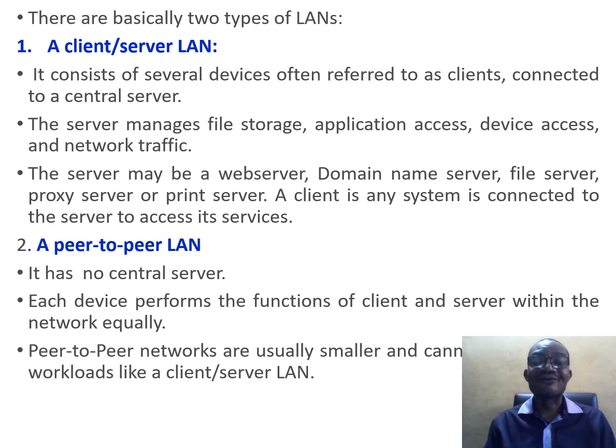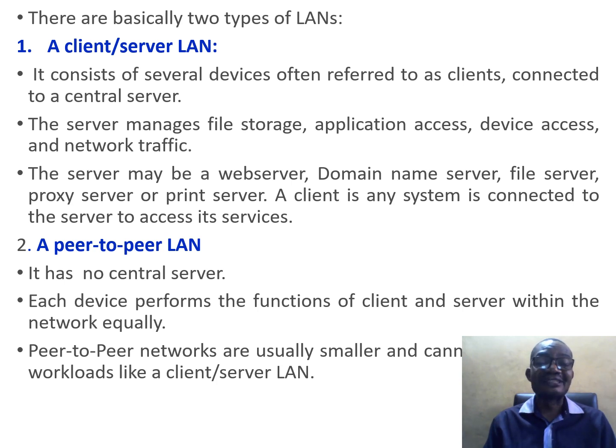The second type of local area network is a peer-to-peer local area network. A peer-to-peer local area network has no central server. Each device performs the functions of client and server within the network equally. Peer-to-peer networks are usually smaller and they cannot serve so much purpose.